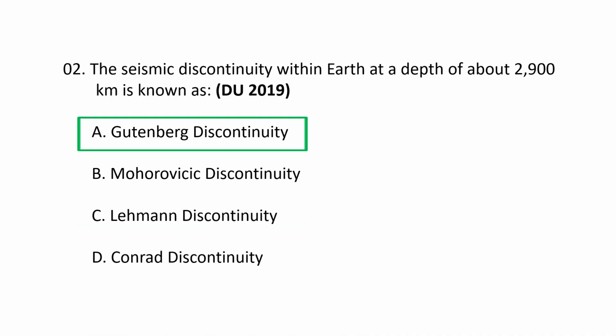The seismic discontinuity within the earth at a depth of about 2900 kilometers is known as Gutenberg discontinuity, and this boundary marks the transition from the earth's silicate mantle to the liquid outer core, where there is an abrupt change in the properties of seismic waves.